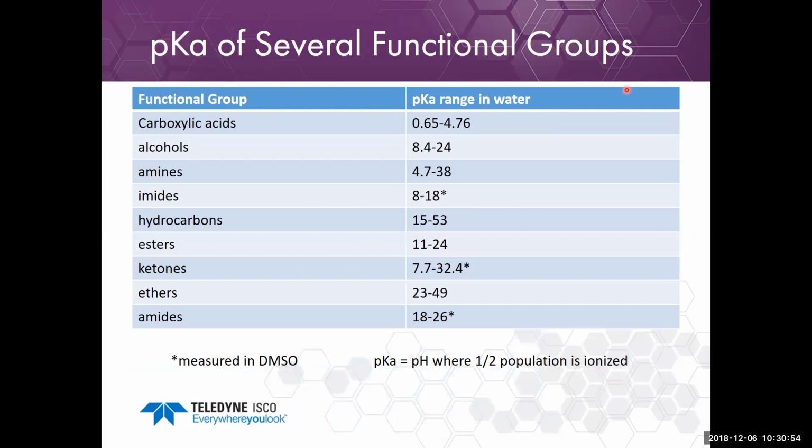pKa of several functional groups: carboxylic acids range from about pH 6.5 down to about pH 5. Alcohols, and that includes phenols over here, have a pKa of about 8.4. Amines have a pKa ranging from slightly acidic to basic. Imides have a basic pKa. So those are the ones that we are mostly concerned about.